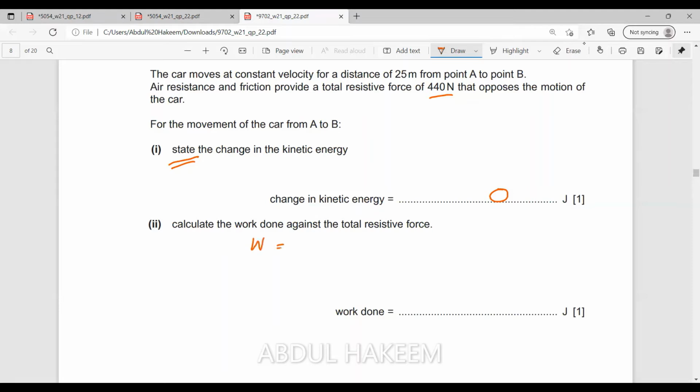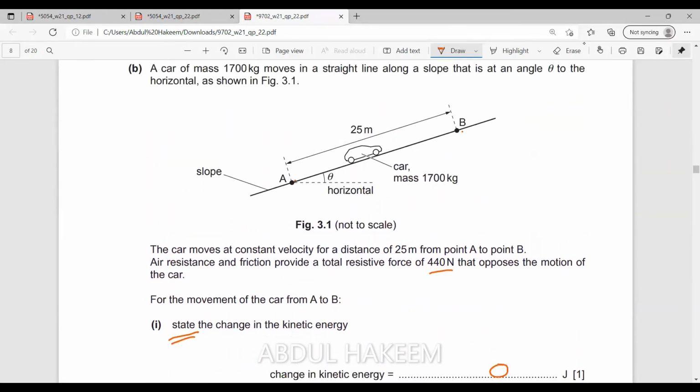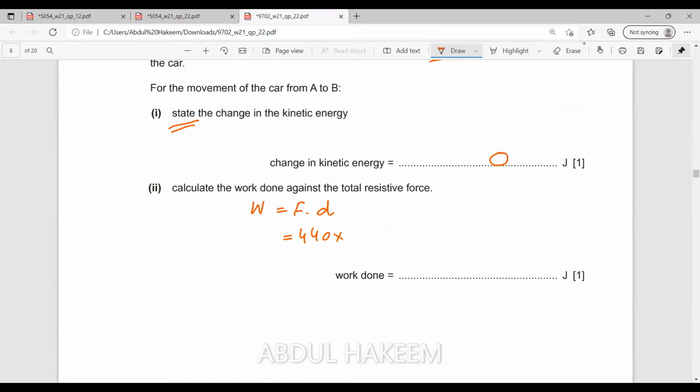So the work is equal to F into D. The resistive force is given 440 and from A to B, the distance covered is given 25. So after calculation, the answer is coming 1.1 into 10 power 4 joule. This is the work done against friction.